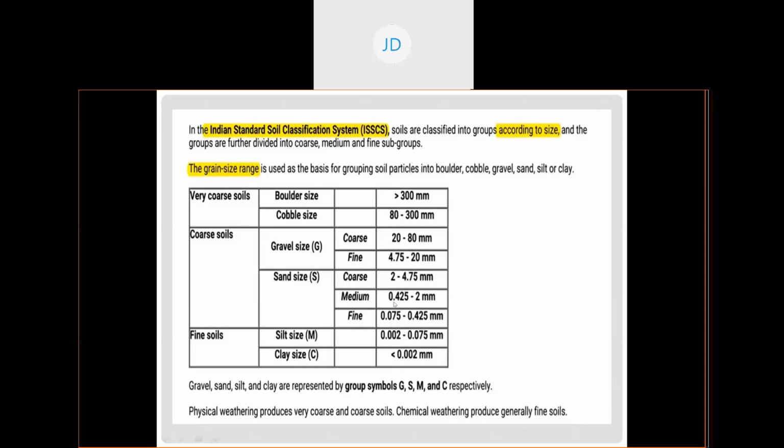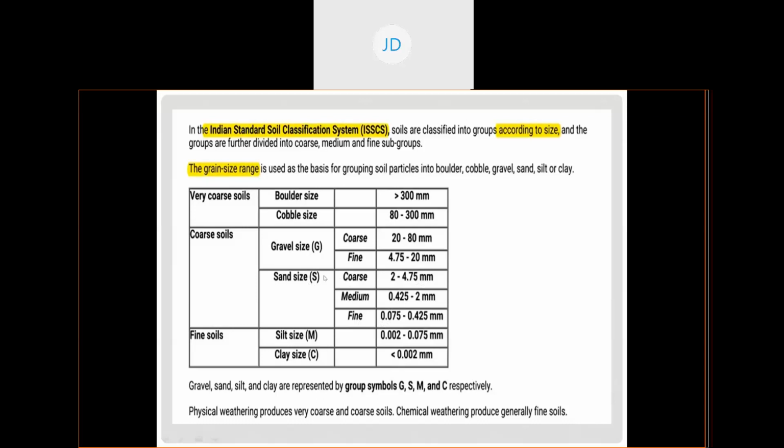Now if the sandy soil sizes are from 0.425 to 2 millimeter, that sandy soil will be termed as medium sand. Next, if the soil size ranges from 2 millimeter to 4.75 millimeter, that soil is termed as coarse sand. But overall, sandy soil sizes range from 0.075 to 4.75 millimeter. This is the lower bound, the minimum size, and this is the maximum size for sandy soil.